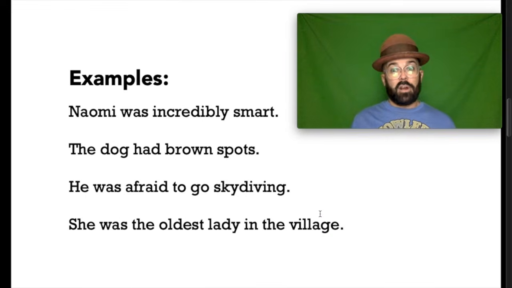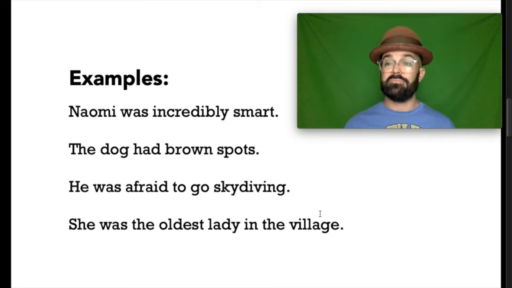Naomi was incredibly smart. Right? We're just told that she's smart. We don't see her doing something smart. We're just told she is smart. Or the dog had brown spots. We're just told this fact. He was afraid to go skydiving. Once again, we are just told he's afraid. We're not shown that he's afraid. We're not seeing him behaving in a way that suggests that he might be afraid. The narrator tells us he is afraid.